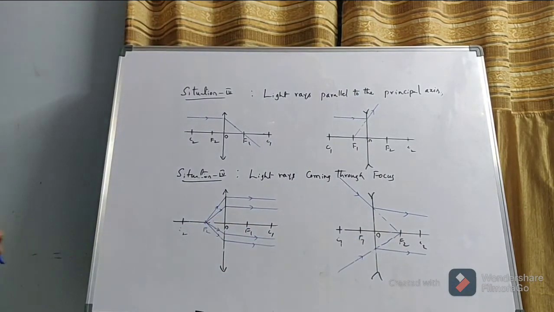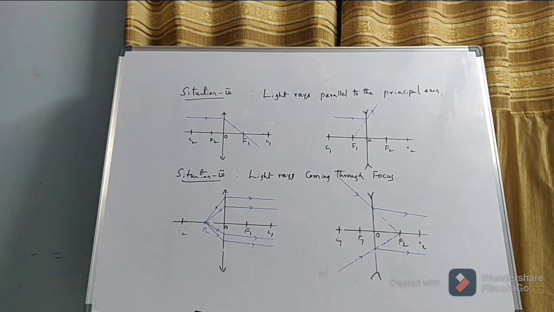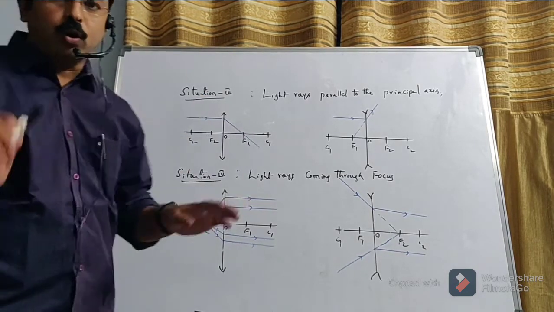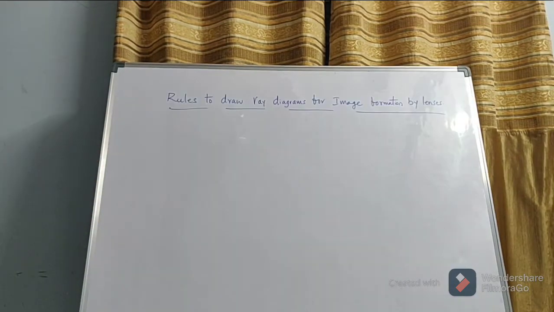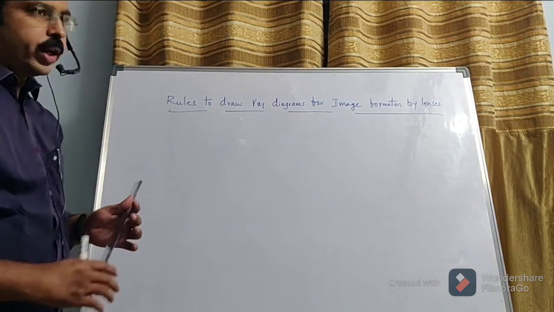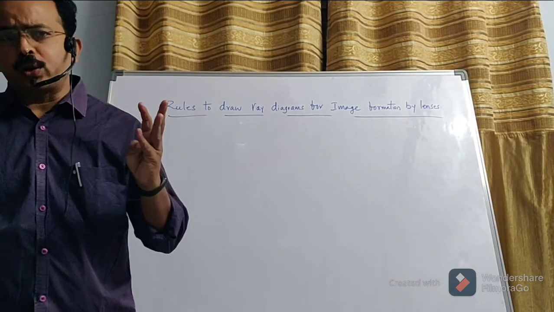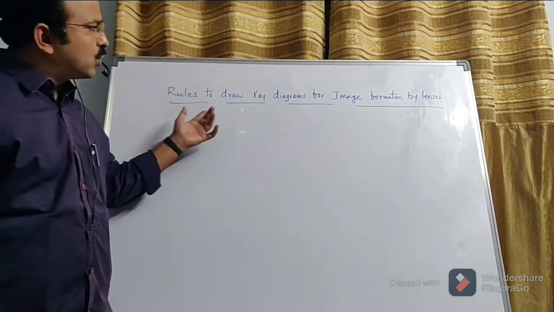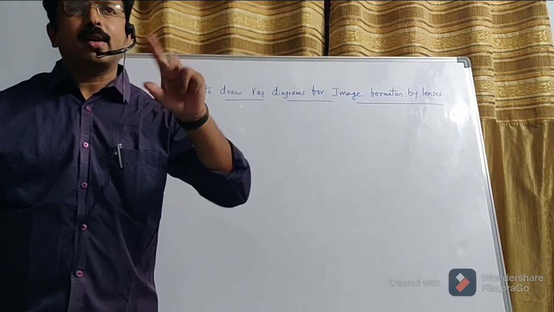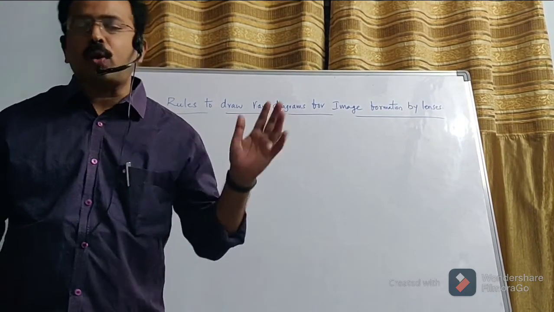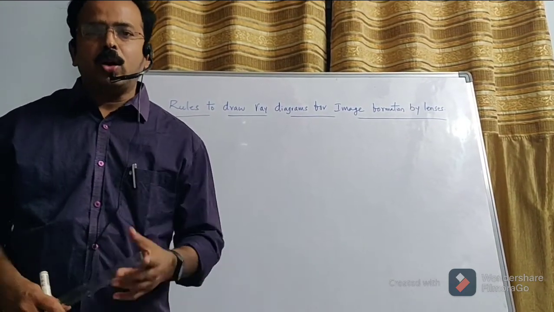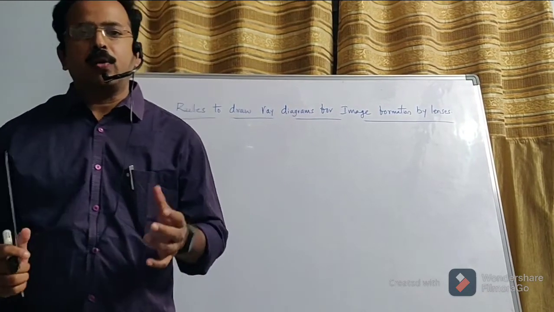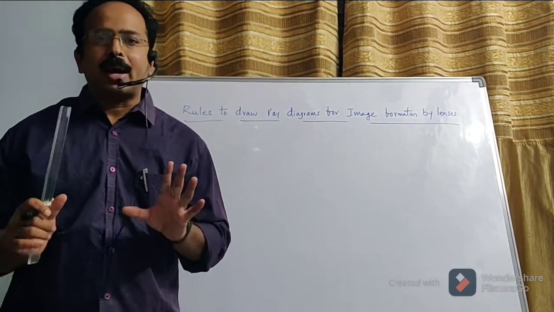So like this, we have 4 situations given. Remember that this is situation 3 and this is situation 4. They are very, very important. Okay, dear children, so now we discussed 4 cases: situation 1, situation 2, situation 3, and situation 4. For drawing the image formation by lenses, we require any 2 situations and we can complete the image formation. Any 2 rays. All the time we need not draw the 4 situations. Any 2 situations are enough to complete the image formation by the lenses.